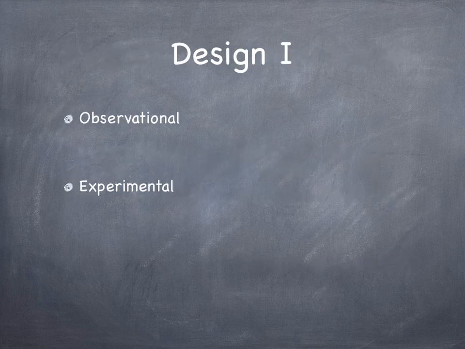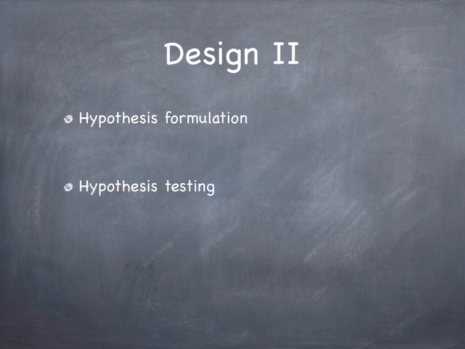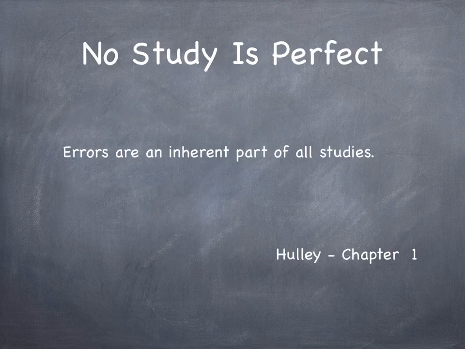Study design can be categorized as observational, where no intervention is done, or experimental, where the investigator manipulates the conditions in an effort to minimize bias and maximize chances of learning truth. A study can also be categorized as hypothesis formulation or hypothesis testing. It is important to know your own goals when choosing a design to answer your question. As mentioned earlier, no study is perfect. Errors are an inherent part of all studies.